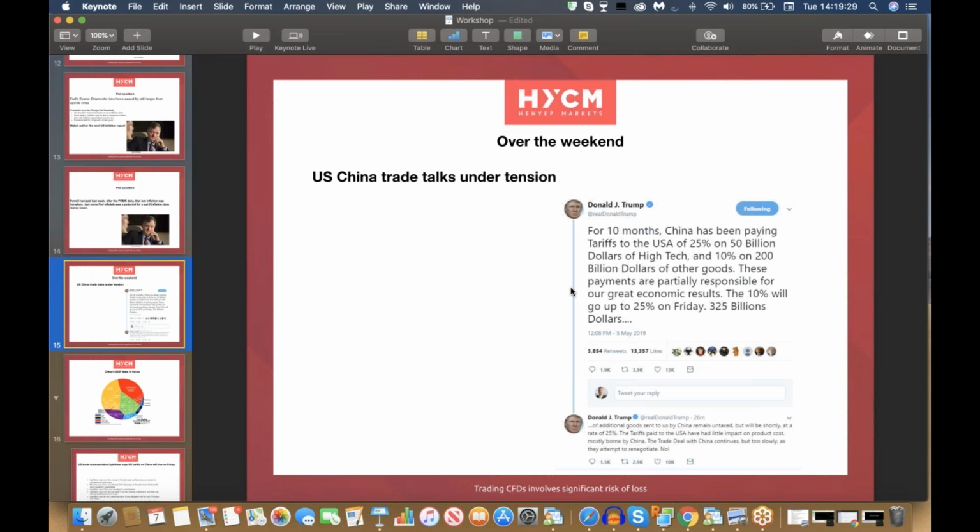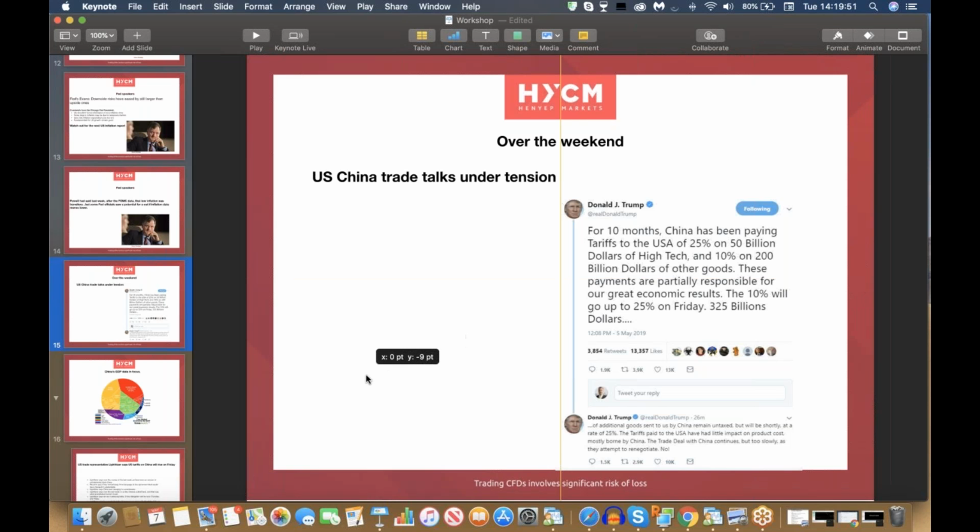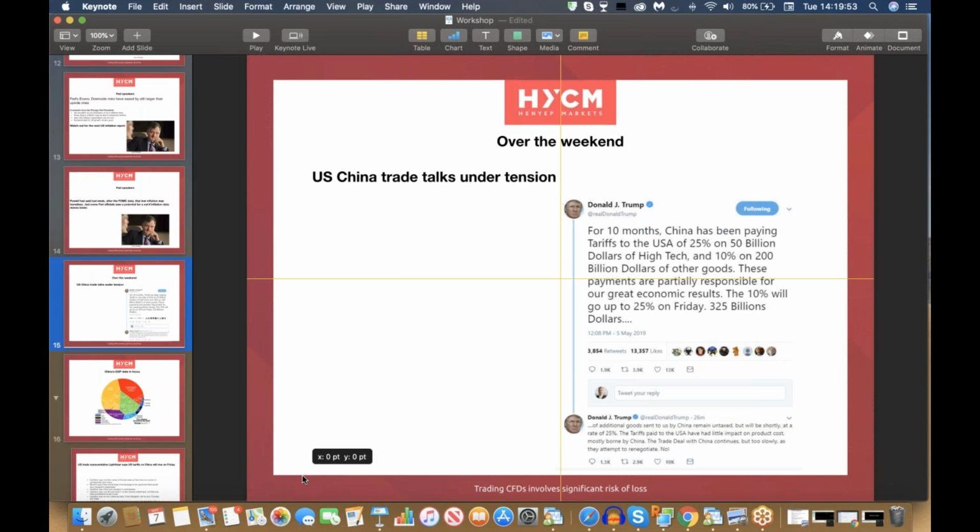So what President Trump is saying is that he intends to increase the 10% tariff on 200 billion worth of imported goods from China up to 25%. So the US-China trade talks have been going very well. They're now under a lot of tension. And for those of you who are new, let me just show you why that tension is so great and why markets around the world are concerned about this.